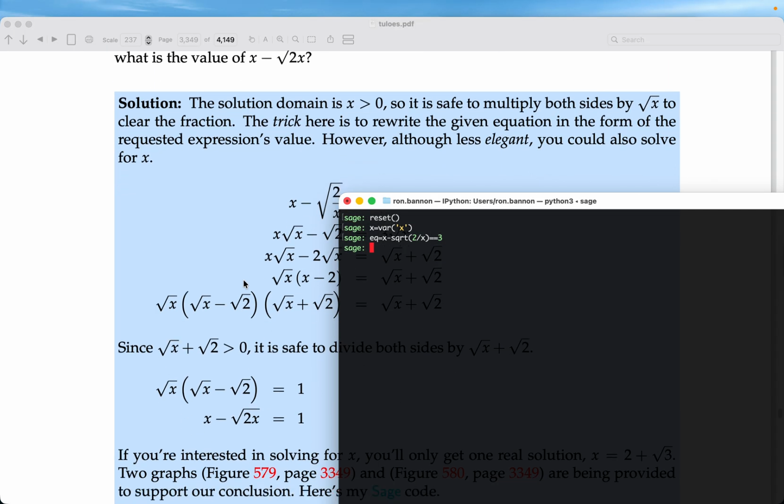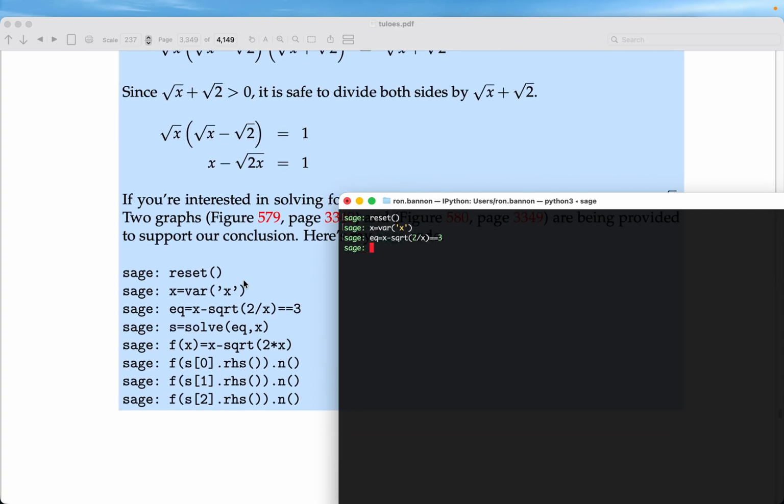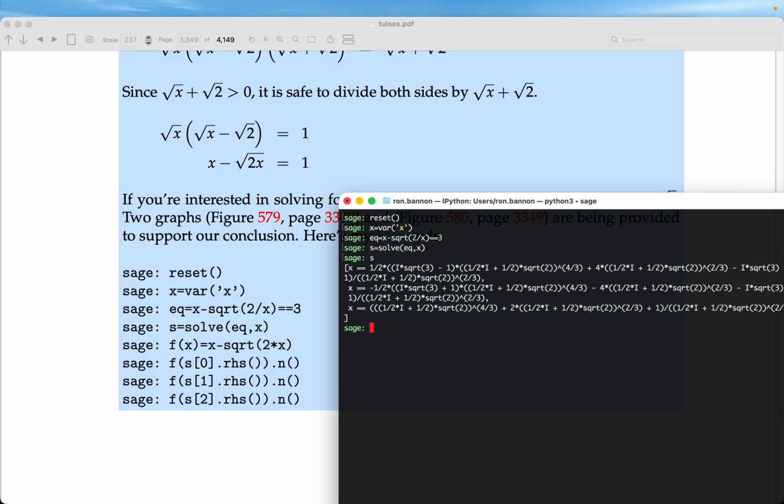Then let's go back over the code. I want to solve the equation. I'm going to use s as a placeholder, and I'm going to assign to it the solution of the equation for the variable x. Now, if I display s, it looks like this. I just want to show you what s looks like. I want to do the first solution, then the second solution and then the third solution. Let me just do the first one. Again, Sage starts counting at 0, and I want the right-hand side. I don't want the x there. I want a numerical approximation to it, and that's that number over there.